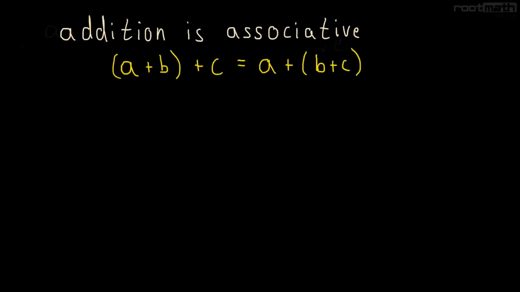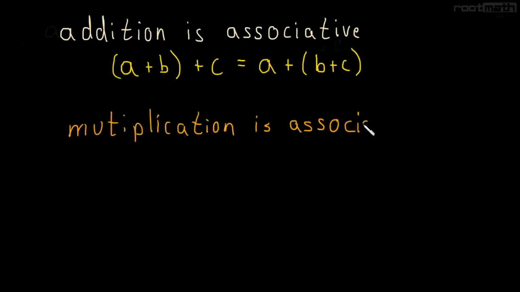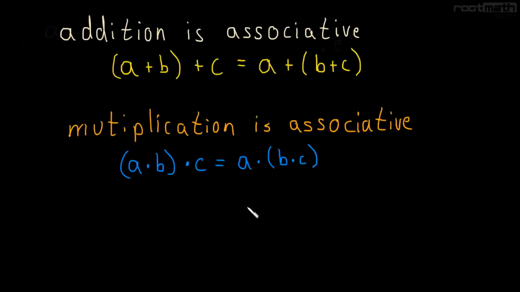Okay, so that was addition. Multiplication is the same. Multiplication is associative. So we write that as a times b as a group times c is equal to a times the group b times c. So it's the same thing, and let's see an example of this.